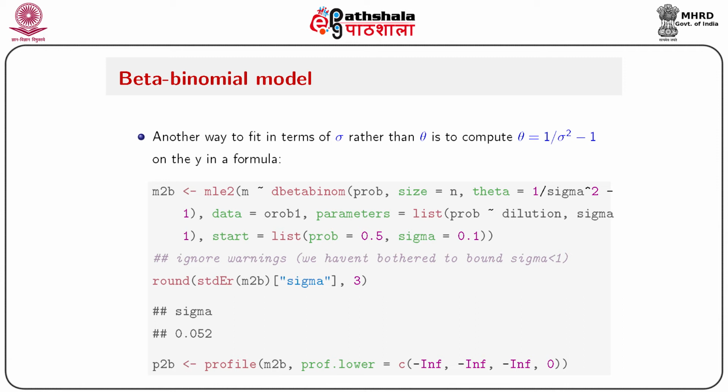Ignore the warning, we haven't bothered to bound sigma less than 1, and then round the standard error of M2b of sigma, that will give you the sigma here. And PB2, the likelihood profile, is profile of M2b, and prof.lower is c(minus infinity, minus infinity, minus infinity) at theta part 0 lower bound.